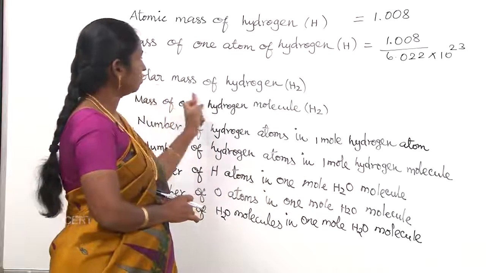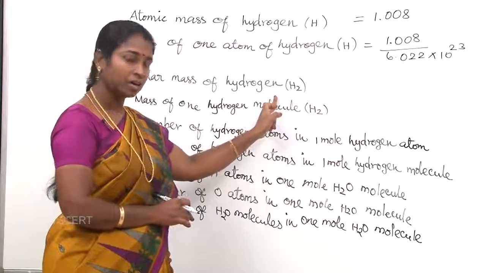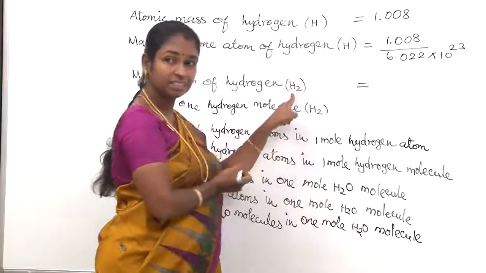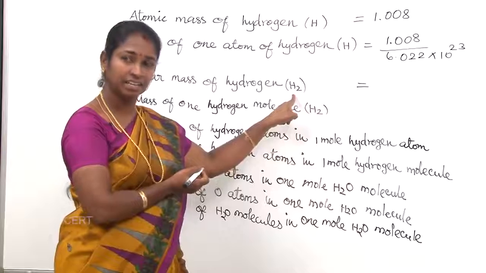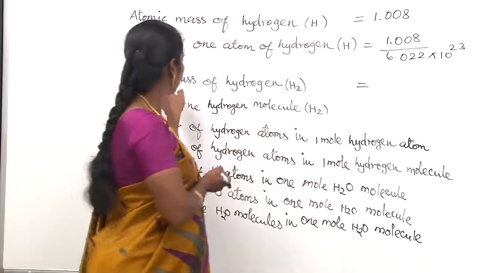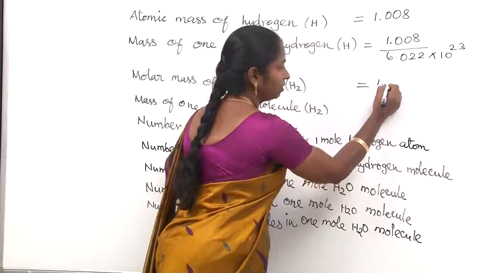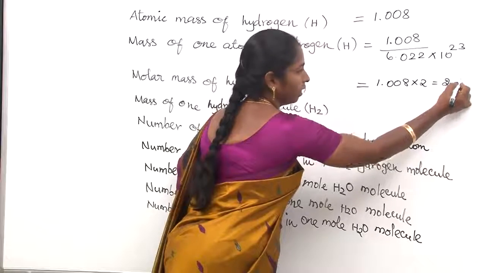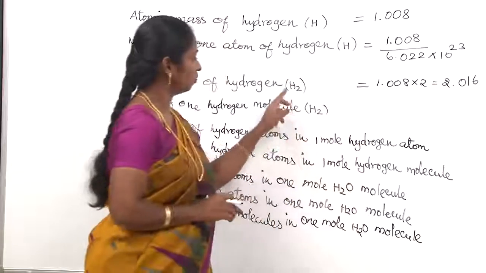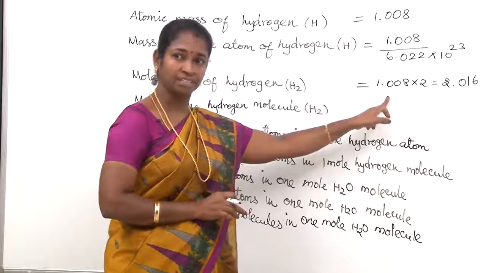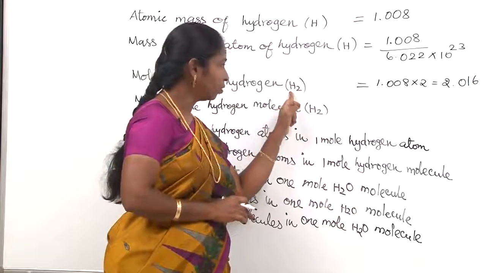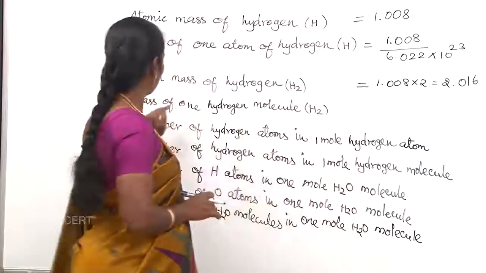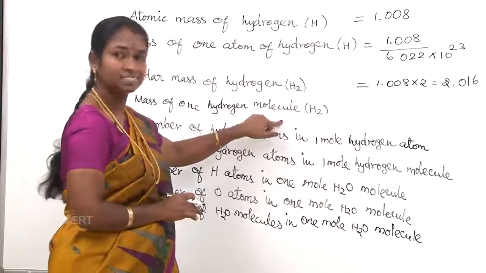Now, molar mass of hydrogen. Molar mass means it is a mass of 1 mole. So, hydrogen, the formula is H2. Here it indicates diatomic molecule hydrogen. So, its molar mass will be 1.008 into 2, that is equal to 2.016. Is it not? One hydrogen has this mass. 1 mole of hydrogen has this mass, and 1 mole of H2 has this mass, 2.016.